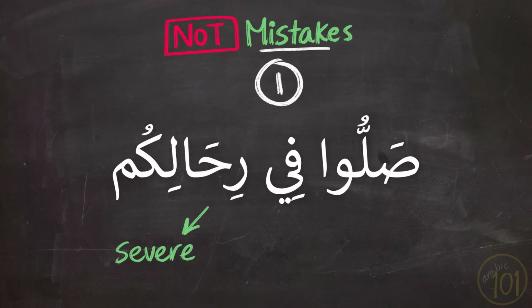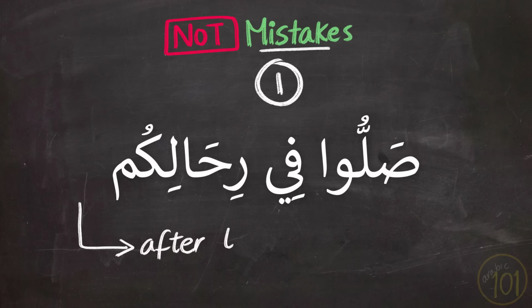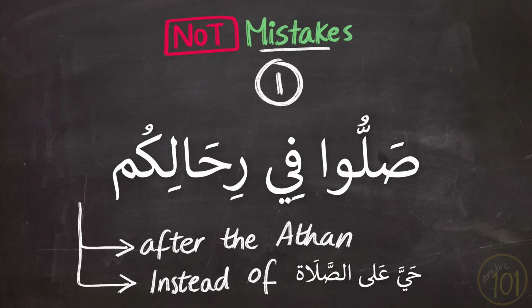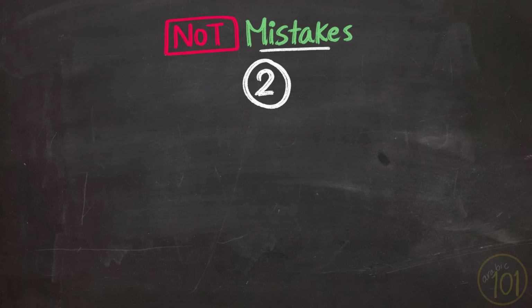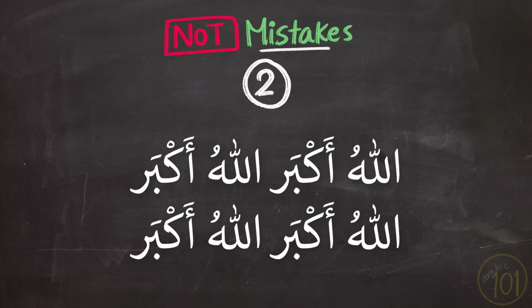And it is said in cases of severe weather or dangerous situations where people must remain and pray where they are. It is then added after the adhan, at the end, or said instead of hayya ala salah. Both cases are valid and were reported. Second is saying Allahu Akbar for 2 times or 4 times are both valid at the beginning of the adhan and were both reported about the Prophet, peace be upon him.